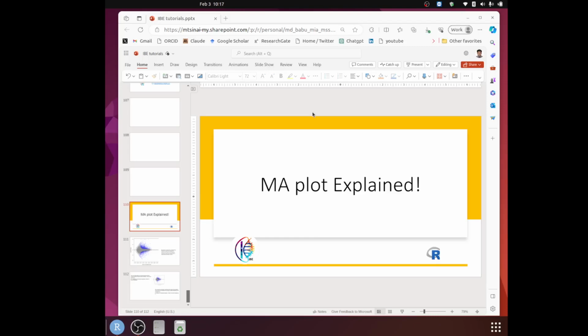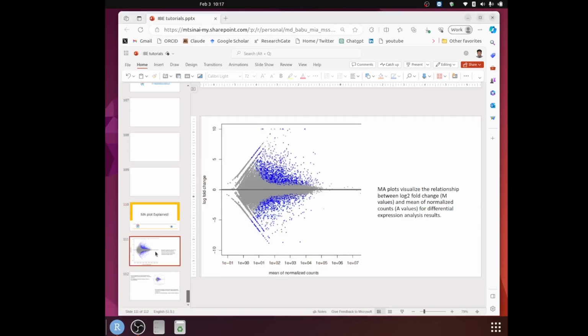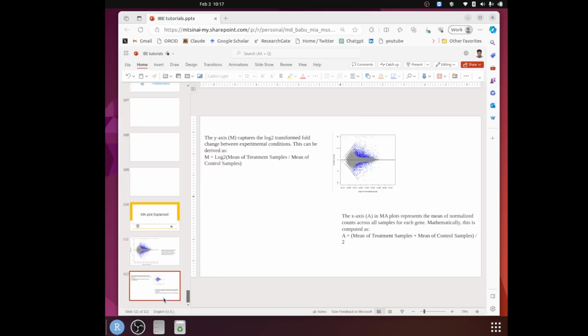So MA plot stands for the visualization of a relationship between log two fold change and mean of normalized count. Let me explain it more elaborately, but in a very short manner.